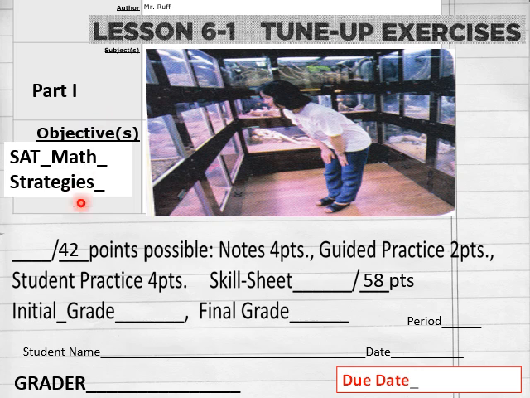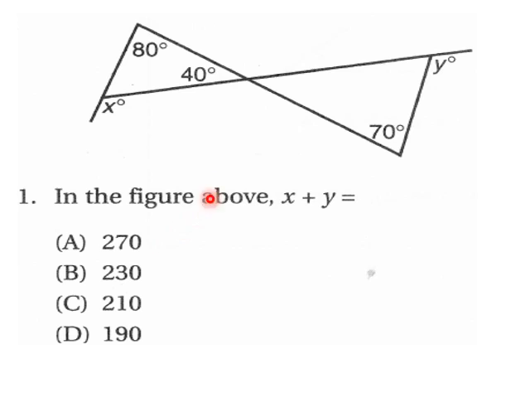6.1 tune-up exercises. We have 58 points on this sheet for the tune-up, and then there were 42 points for the notebook notes you took on the lecture part. Number 1, in the figure above, x plus y equals what? So we have to find what these angle measures are.